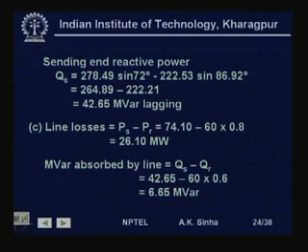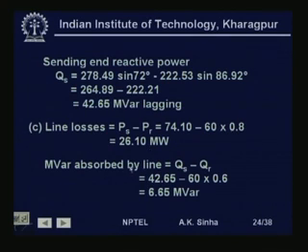Therefore, line losses is equal to P s minus P r, which is equal to 74.10 minus the receiving end real power, which will be 60 into 0.8. So, MVA into cos phi, 60 into 0.8, that is 48. Therefore, line losses come out to be 26.10 megawatt, which is quite a large amount of loss. Almost 1/3 of the power is getting lost in the line.